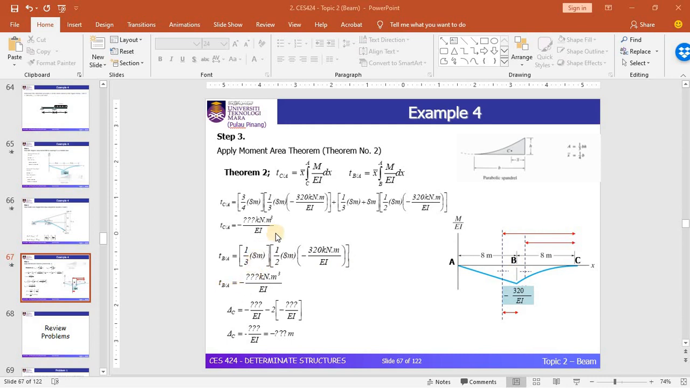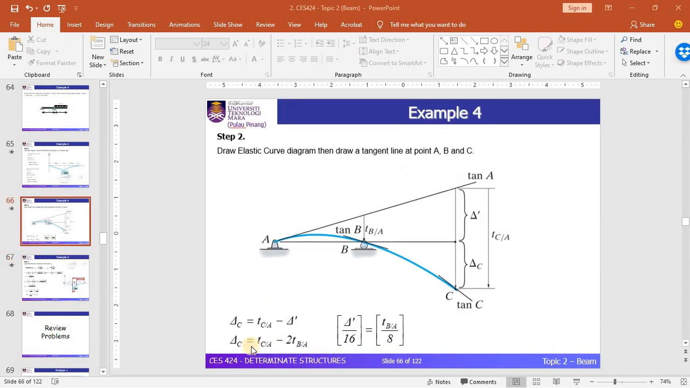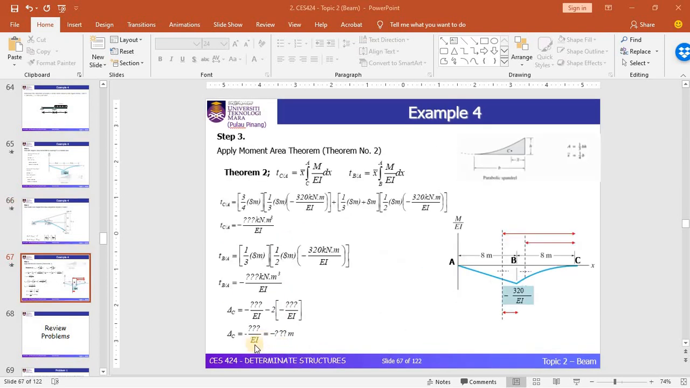Once we have obtained the values of tCA and tBA, you can use these equations to calculate the displacement at point C. Okay, so that's it for this session. Basically we have finished the topic on the moment area method.